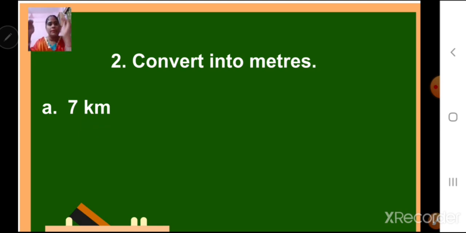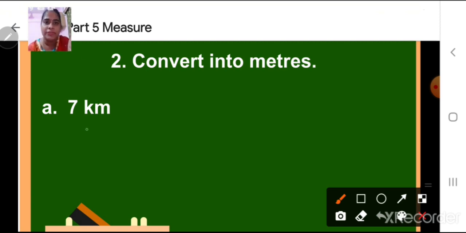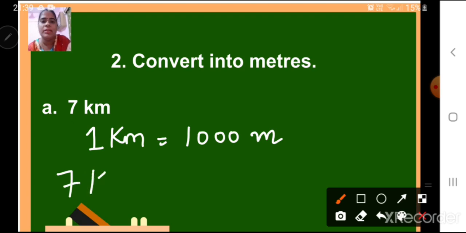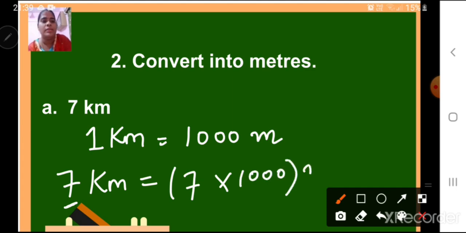Now kilometer is a bigger unit. We want to convert from bigger unit to smaller unit. That time we have to multiply by 1000. Okay. So let us start. First I will write the formula, which is 1 kilometer is equal to 1000 meter. Correct? Then we will take the question. In our question, what do we have? 7. So 7 kilometer is equal to, we have to multiply by 1000. Okay, this 7. So 7 into 1000 meter.